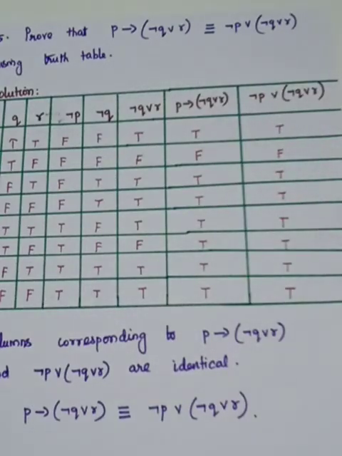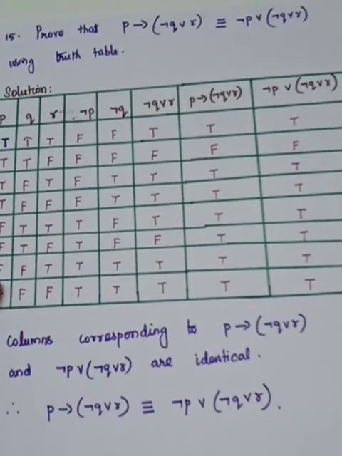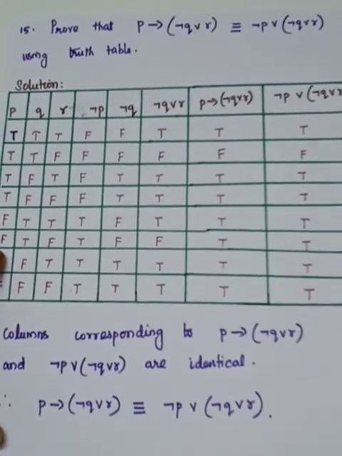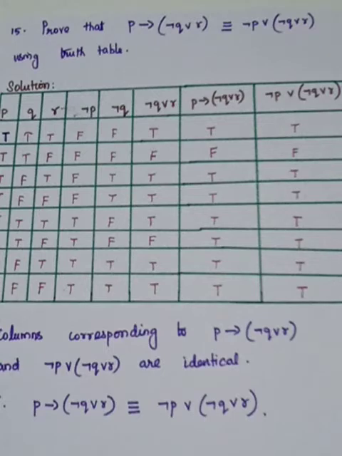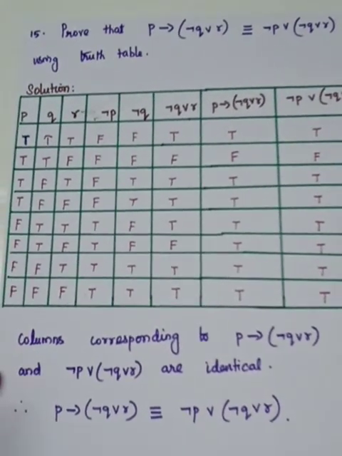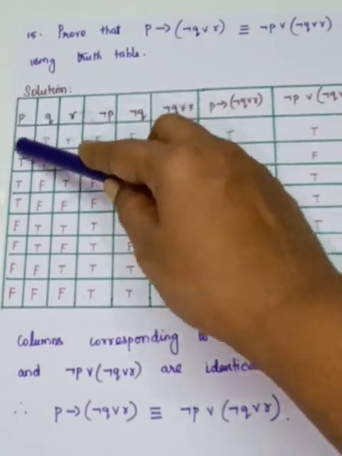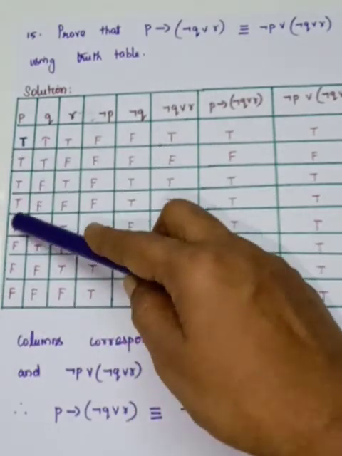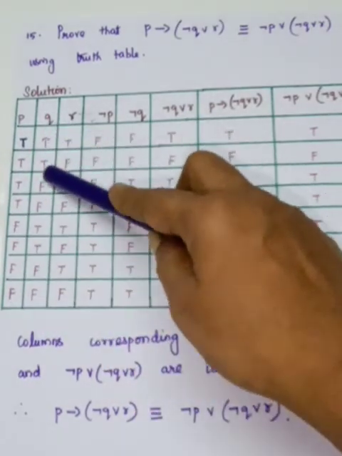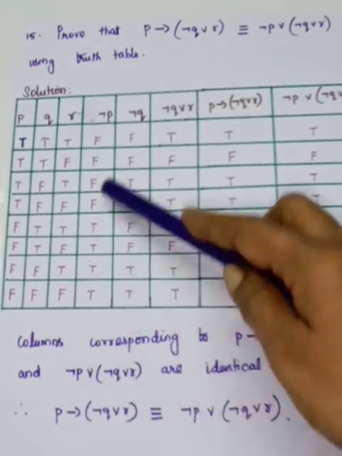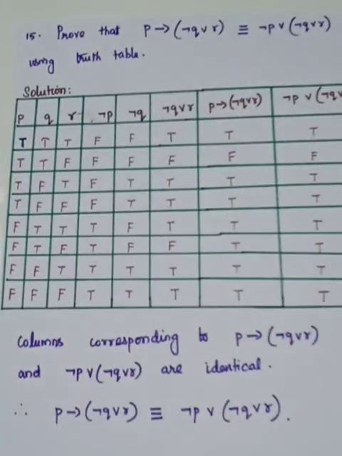So in the same way we have to go for the 15th problem. Prove that P implies negation Q or R is logically equivalent to negation P or negation Q or R. See how many simple statements you are having here? 3 simple statements, so you have to write 8 rows. So P, Q, R. In the column P, you have to write 4T and 4 false. In the column Q, 2T and 2 false, alternately. And in the R column, 1T, 1 false.